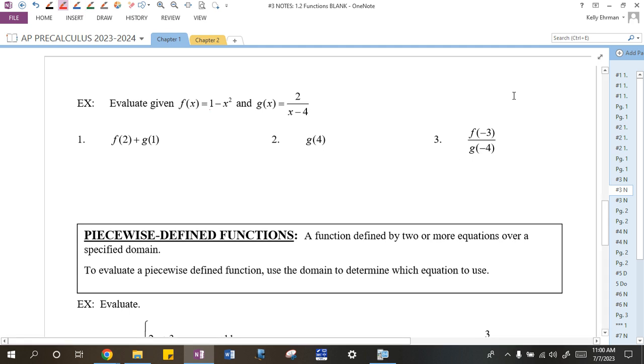So all that means is plug 2 into f. 1 minus 2 squared. I don't know why I put parentheses around that. 1 minus 2 squared. And then add to that g of 1, 2 over 1 minus 4. Okay, so f of 2 is 1 minus 4, negative 3. And we're adding to that 2 over negative 3, or we're subtracting 2/3. I should probably put equal signs here. f of 2 plus g of 1 equals this, which equals this, which equals, yeah, we could just say negative 3 and 2/3.